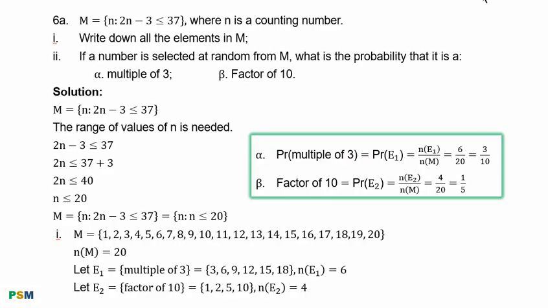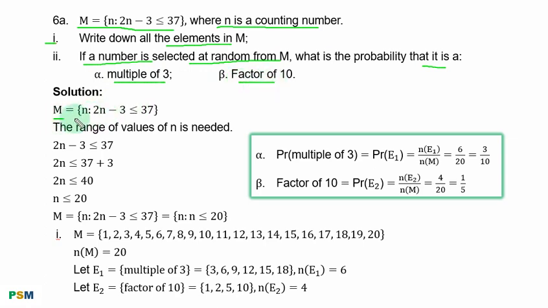Question 6a, set M is given in this form where n is a counting number. Roman figure 1, write down all the elements in M. Roman figure 2, if a number is selected at random from M, what is the probability that it is alpha part, a multiple of 3, beta part, a factor of 10?